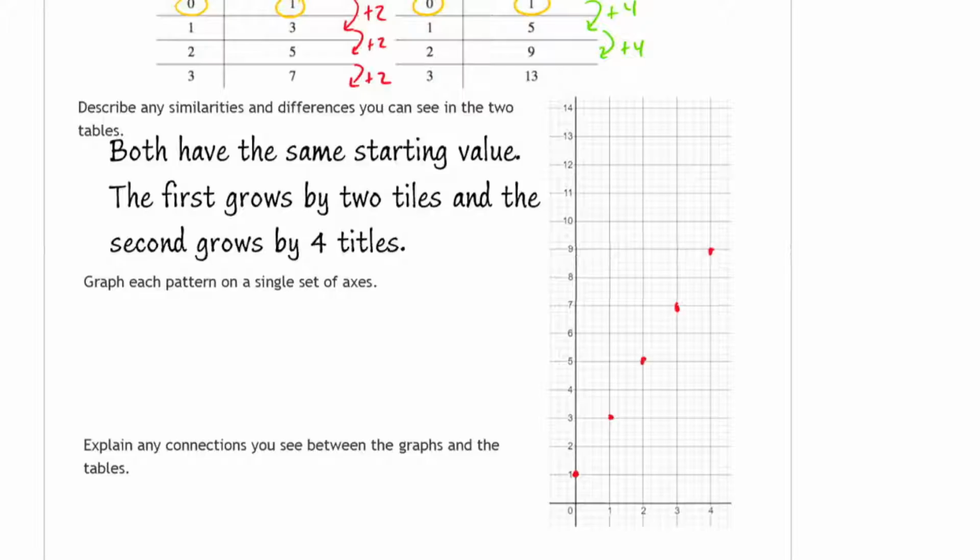The other one I'll do in green. It also started at 1, 1, but then it went to 5, and then next it was at 9. And then the last one, 3, went to 13. I don't think the one after that would fit. It'd be off somewhere up in here.